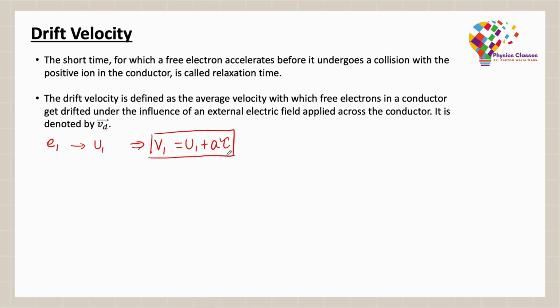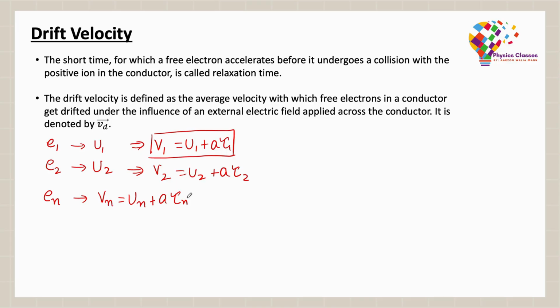I have directly used the equation v equals u plus at. So it's something very basic, right? Now this was for electron number 1. For electron number 2, I can have velocity u2, which gives rise to v2, which would be u2 plus a tau 2. The acceleration is the same, and let tau 2 be the time for which electron number 2 was accelerated. Like this, for any nth electron, I can write Vn as un plus a tau n. This is the velocity acquired by the nth electron.